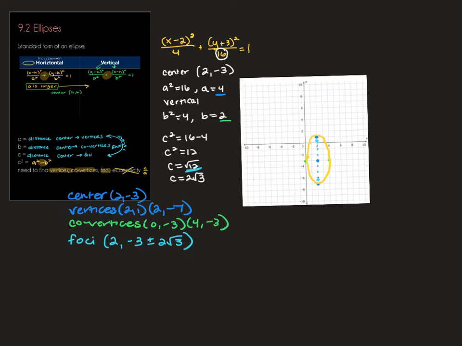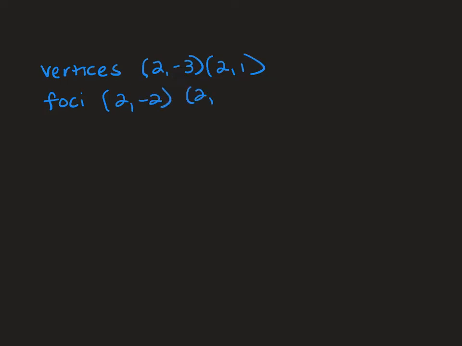So you can either get information like that. Another way you could see a question about an ellipse is if you're given information about the ellipse and then it asks you either for the graph or for the equation. So let's say I give you that the vertices are 2, negative 3, and 2, 1. And the foci are 2, negative 2, and 2, 0.